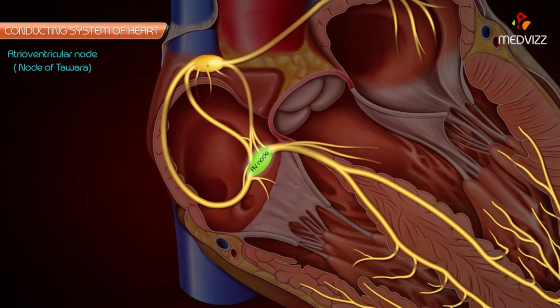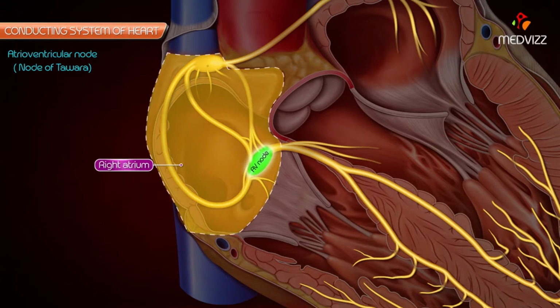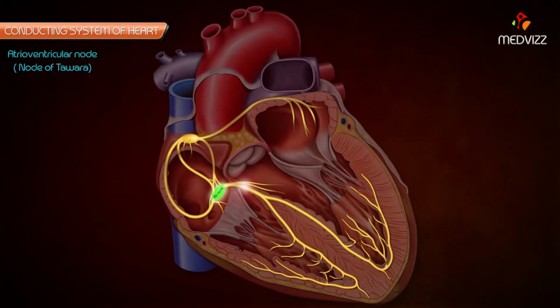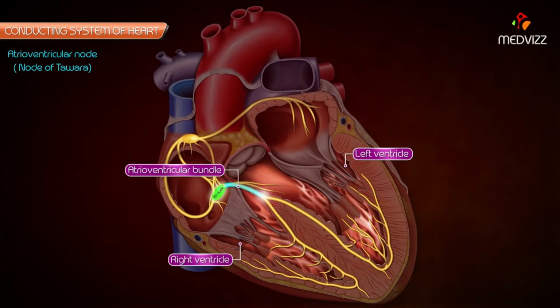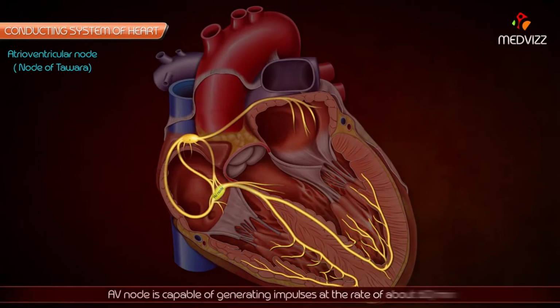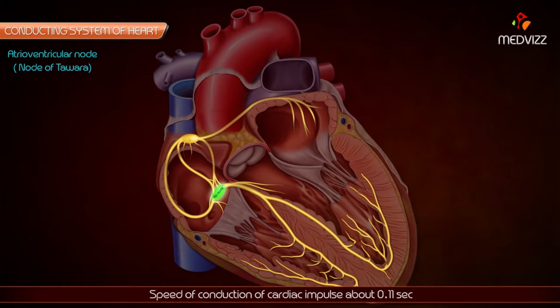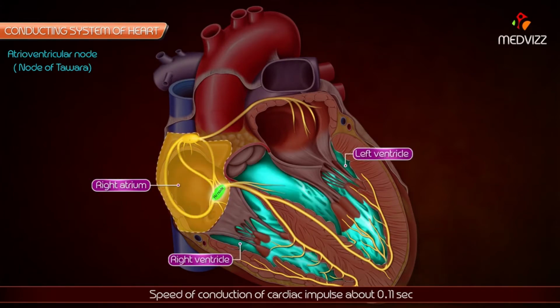AV node. It is smaller than the SA node. It is located in the lower part of atrial septum just above the attachment of the septal cusp of the tricuspid valve or opening of coronary sinus. It conducts the cardiac impulses to the ventricle by atrioventricular bundle. The AV node is capable of generating impulses at the rate about 60 beats per minute. The speed of conduction of cardiac impulse, about 0.11 second, provides sufficient time to the atria to empty the blood to the ventricle before ventricles start contracting.